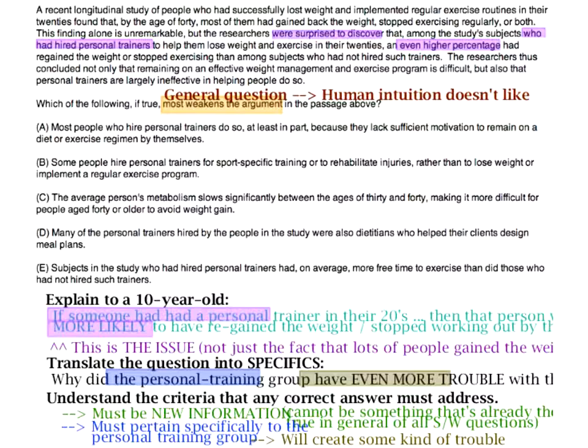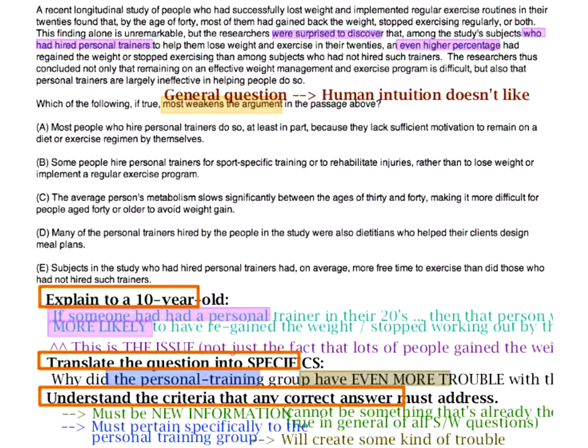Let me go ahead and just riff on this topic on the next page real quick before we come back and talk about this problem. So we have explain to a 10-year-old, we have translate the question into specifics, and then we have understand the criteria that any correct answer must address. We'll answer this question here in a second. What I want to do first is just talk quickly about criteria like that, because a lot of people have trouble with this. And let's explore the issue of why.